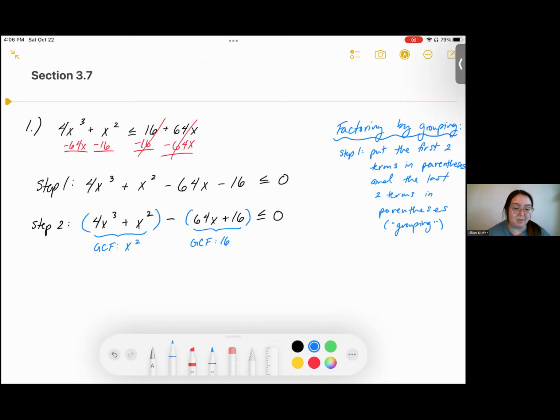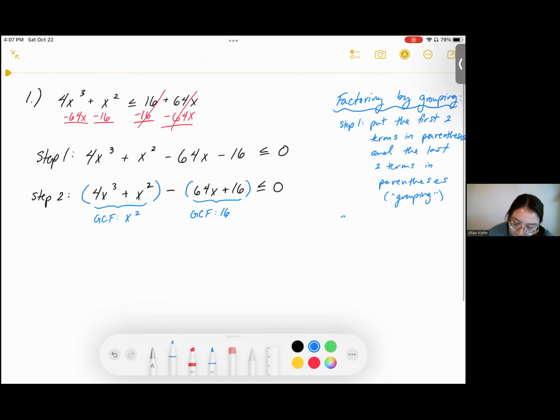So for our greatest common factor, we take out x squared from the first group and 16 from the second group. So that'll be your step 2. Step 2, you factor out the greatest common factor for each group. So first, we found what the greatest common factor was for each one. Now we're actually going to factor it out in our next step here.